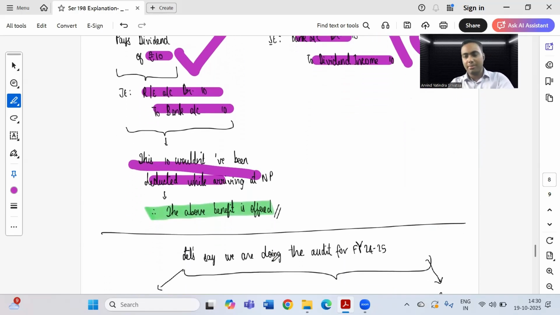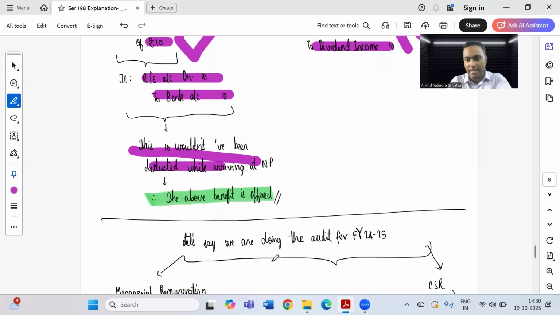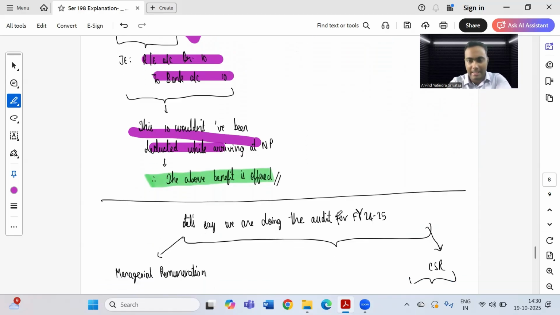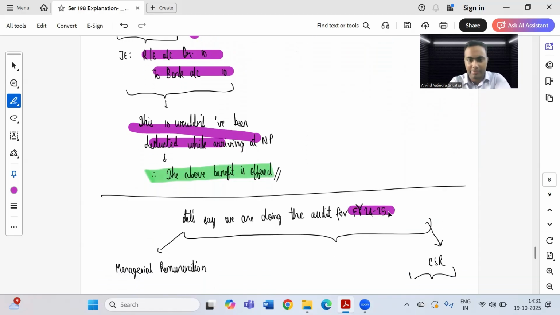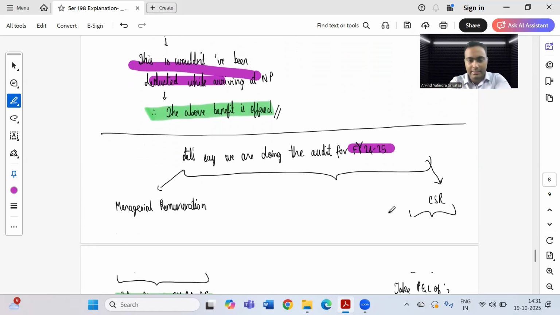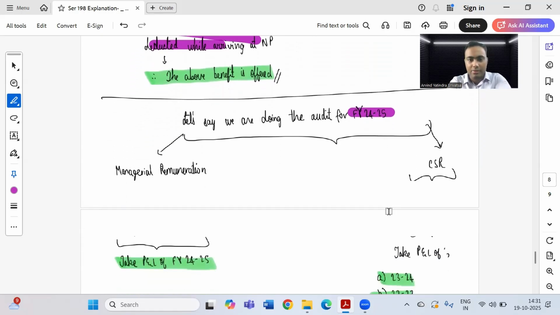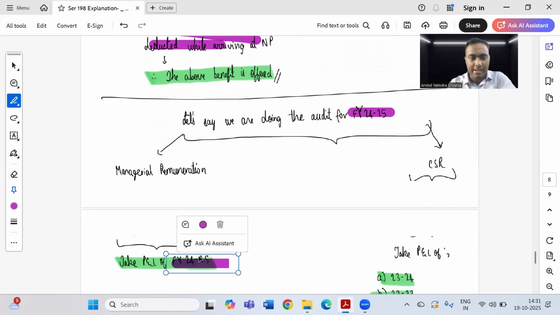Okay. So now you might have a question: if the CSR computation is the same, what is the difference between my CSR computation and my managerial remuneration computation? Okay, let's take a sample financial year, 24-25. For managerial remuneration, we will take the profit before tax of financial year 24-25 from the profit and loss as the starting point, make the adjustments we discussed above in section 198, and arrive at the net profit for managerial remuneration purposes.